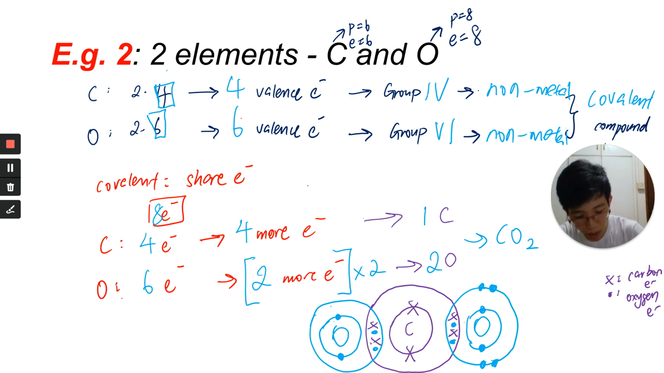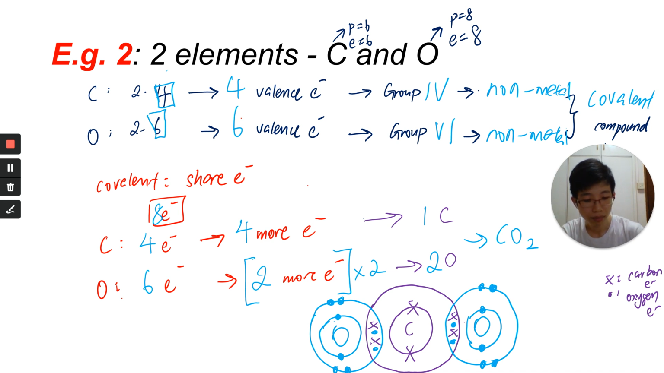You do the same for the other oxygen. It has 2 electrons already in the outermost shell. Now you need 4 more in the outermost shell, so you draw in 4 more. So this is how you draw your dot and cross diagram for your covalent compound, CO2, carbon dioxide.